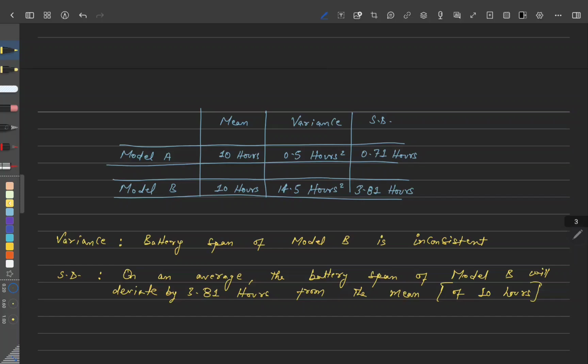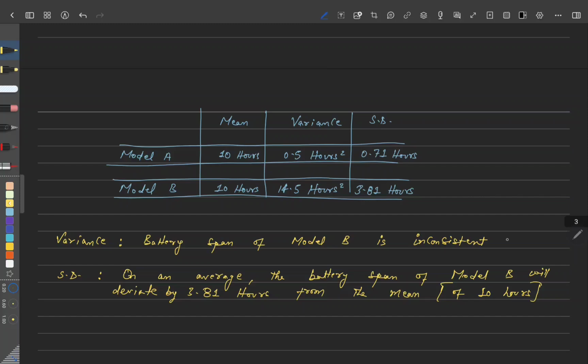So for example, if you were to observe the data of model B for one more day, you would get the battery lifespan somewhere around 13 or 7.5 hours, which is 3.81 hours from the mean, which is 10 plus 3.81 hours or 10 minus 3.81 hours, right? 6.2 something or 13.81 something. What it is saying is that the data would be very close to these two numbers, somewhere between these numbers. So that gives you some kind of confidence.